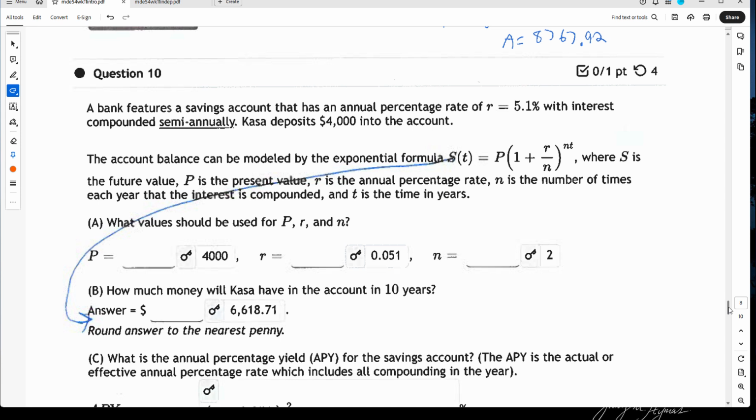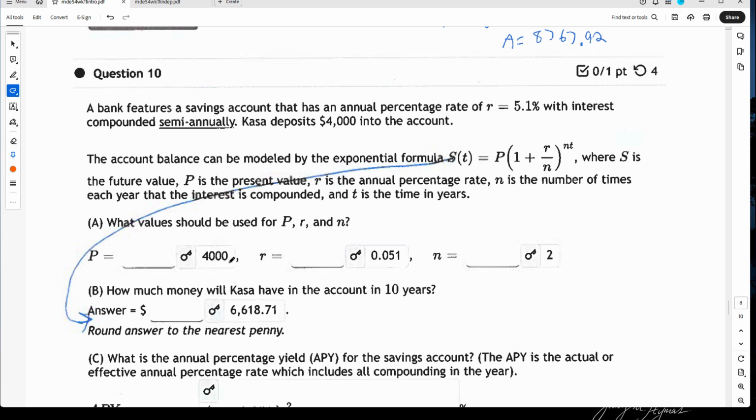Number 10. A bank features a savings account that has an annual percentage rate of 5.1% with interest compounded semi-annually. Kesha deposits $4,000 into the account. The account balance can be modeled by the exponential formula given there, where S is the future value, P is the present value, R is the percentage rate, N is the number of times each year interest is applied, and T is the time in years. So what values should we use for P, R, and N?